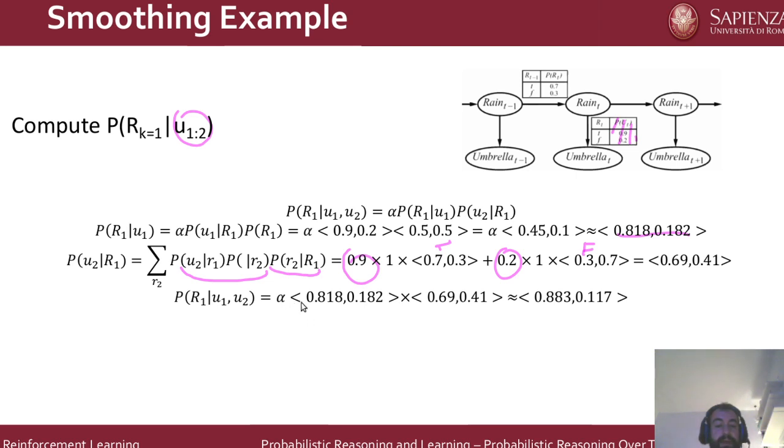here we're multiplying our filtering part, right? Probability of R1 given U1, right? This is the filtering part, the forward part. This is the backward part, where we're going from U2 to R1. So we're multiplying again F times B, which is this object here.